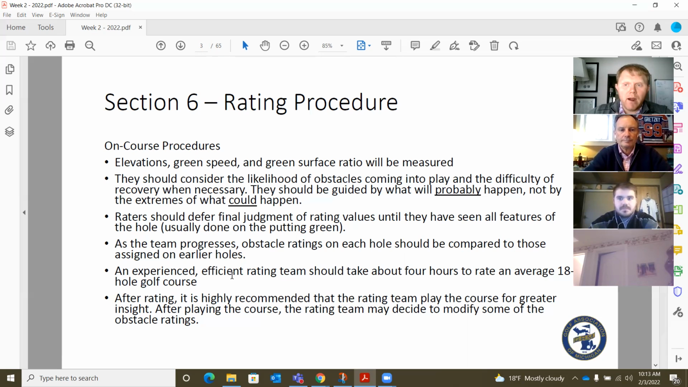When we go out and rate, 95% of the time we will rate only 9 holes. So there'll be a team on the front and a team on the back. And so, it should be somewhere in the 2 to 2.5 hour time frame to rate, depending on the golf course. And then in the book, it talks about after rating, it's highly recommended that we play the golf course for greater insight. And after playing the course, the team may decide to modify some of the obstacle ratings.